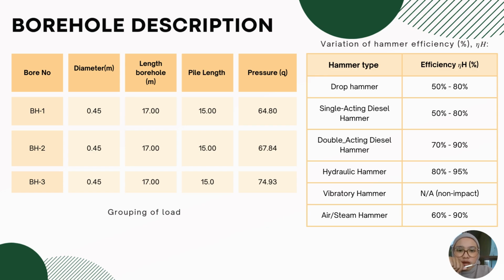On the right, we have the table displaying the efficiency range of different hammer types. For this analysis, we have selected 60% efficiency, which falls within the conservative range for several hammer types, including the drop hammer, because we use a drop hammer. This grouping guides our decision for the next step.